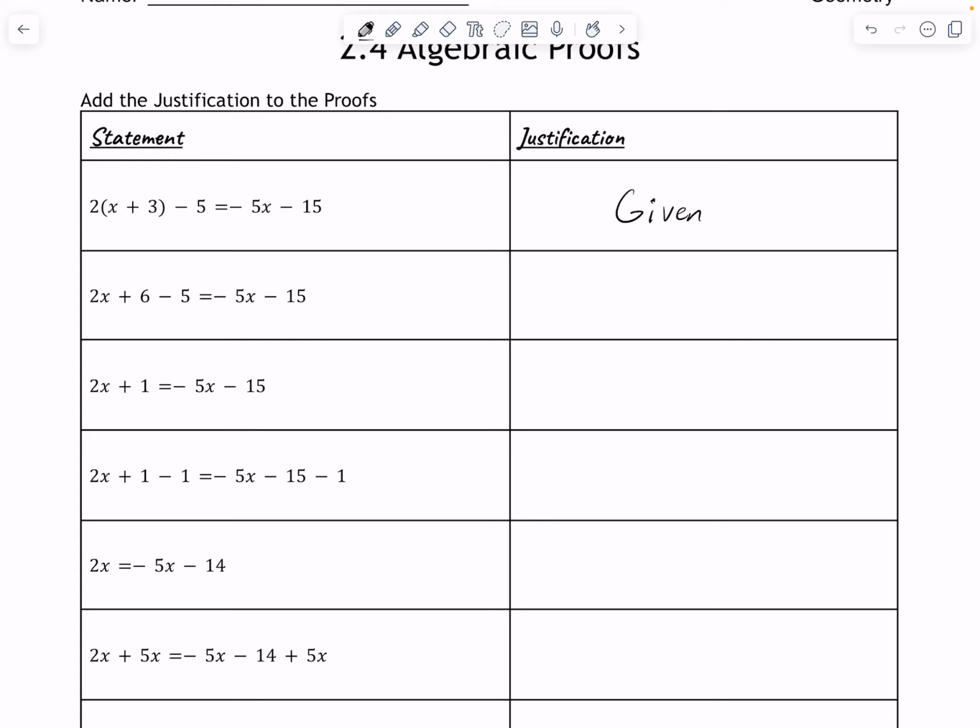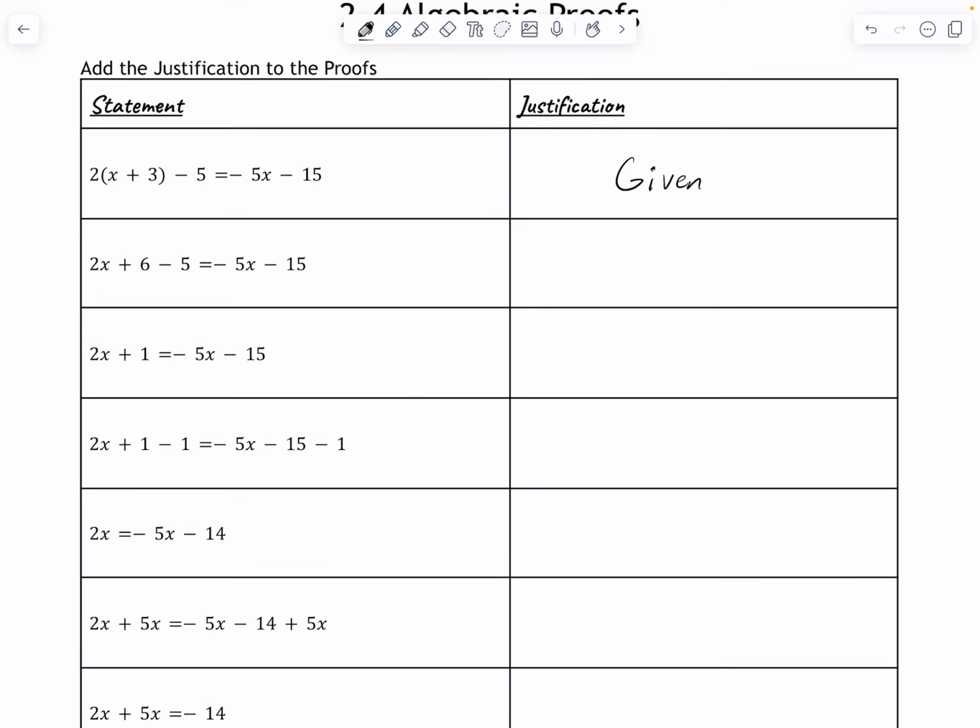So we write given. Now you can see to get from that first statement to the second statement, they have taken the 2 at the very beginning and distributed it to the x and the 3. So this is the distributive property. Okay, after that, once we look at how they've gotten to the next line, they have combined the 6 and the -5 to get +1. So that is going to be combining like terms.